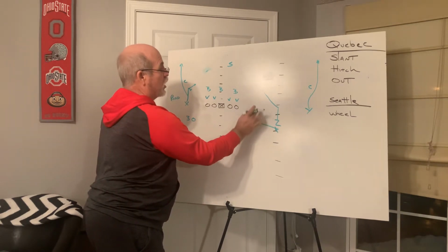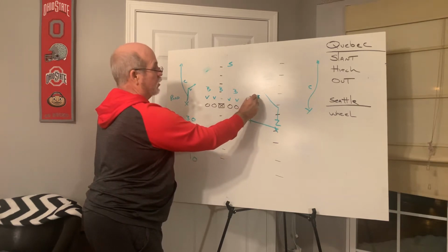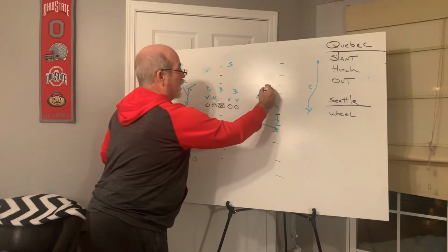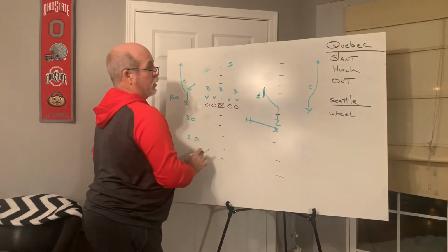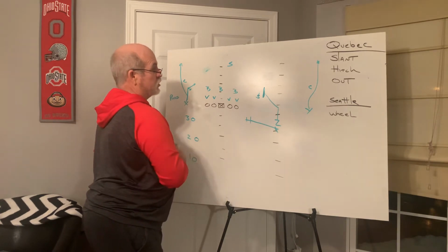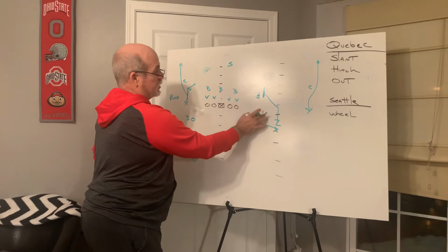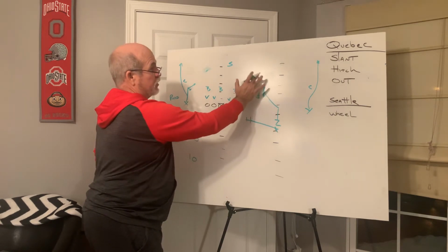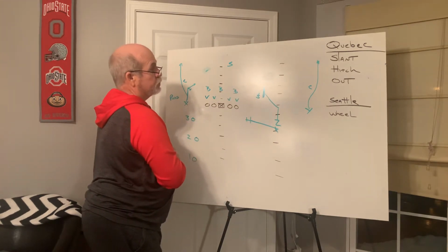If the safety drops, or this coverage person drops, could be a safety, could be a linebacker, into the window where we want to throw the slant, you automatically become a blocker because you know we're throwing it there. This is a screen pass behind the line of scrimmage, you can block. Again, if the safety comes up, you run your slant. If the safety drops or stays at 4 or 5 yards depth, you block them.